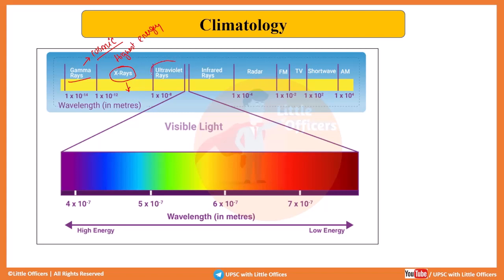Okay. Then comes your ultraviolet rays. Now after ultraviolet rays is your visible light. Now visible light is the one which we can see. That's the reason why we say this is visible light, and it has 7 colors. What are those 7 colors? Violet, indigo, blue, green, yellow, orange and red. So these are the 7 colors, and wavelength increases as we go from violet to red. So violet has the lowest wavelength, red has the highest wavelength.